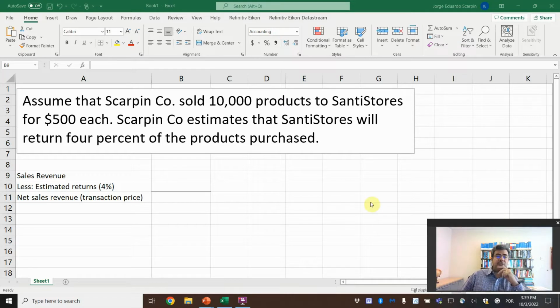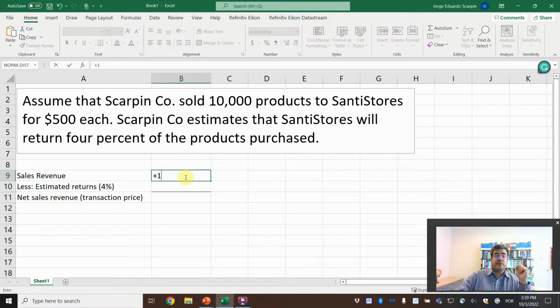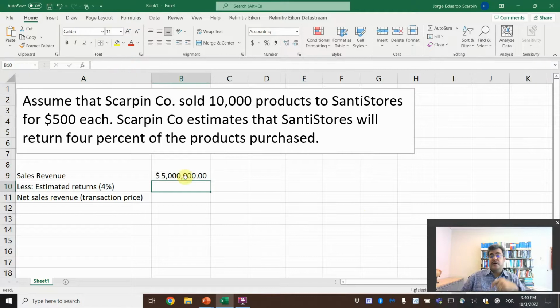So here, assume that Scarpin Corporation sold 10,000 products to Santee stores for $500 each. So the sales revenue would be 10,000 units times $500, $5 million. Scarpin Corporation estimates that Santee stores will return 4% of the products purchased.